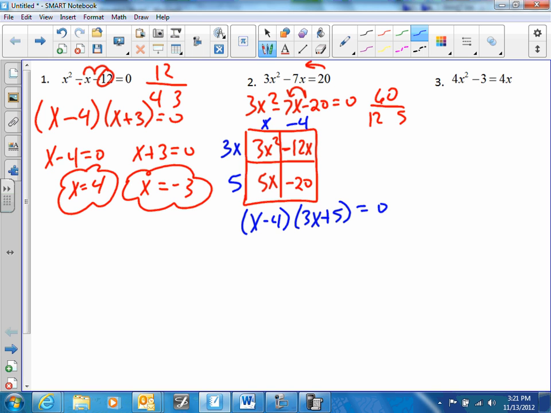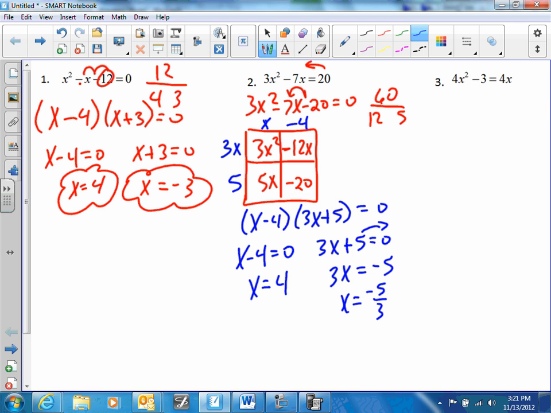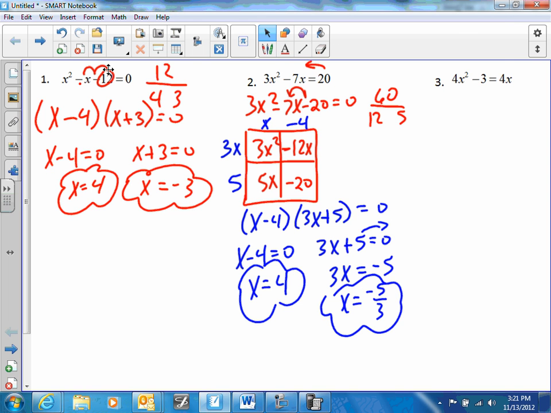Take both, set them equal to 0. And to save a little time, this is x equals 4. This turns out to be 3x equals -5 because I moved the 5 over. Divide by 3, and x is equal to -5 over 3. All right, there's the answer for the first two problems.